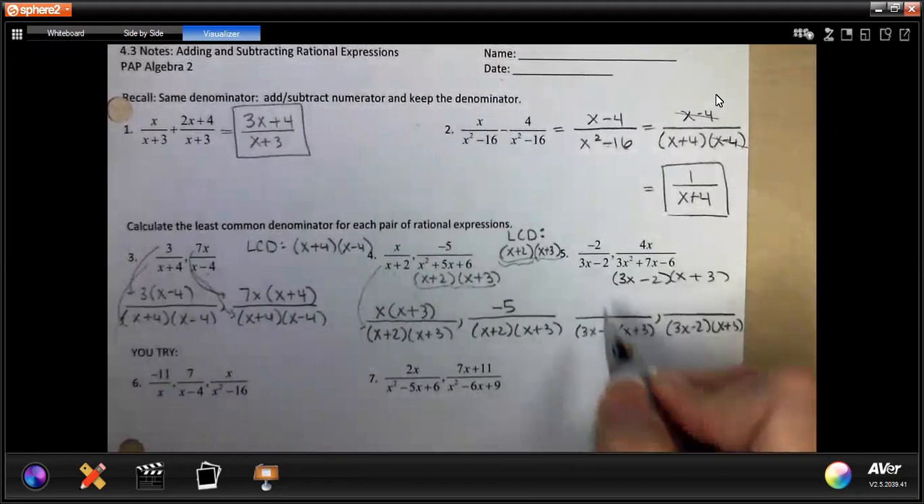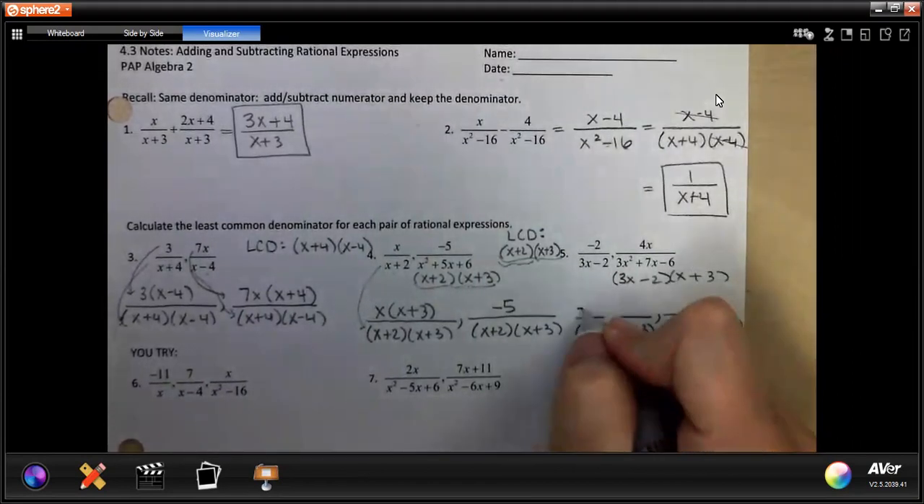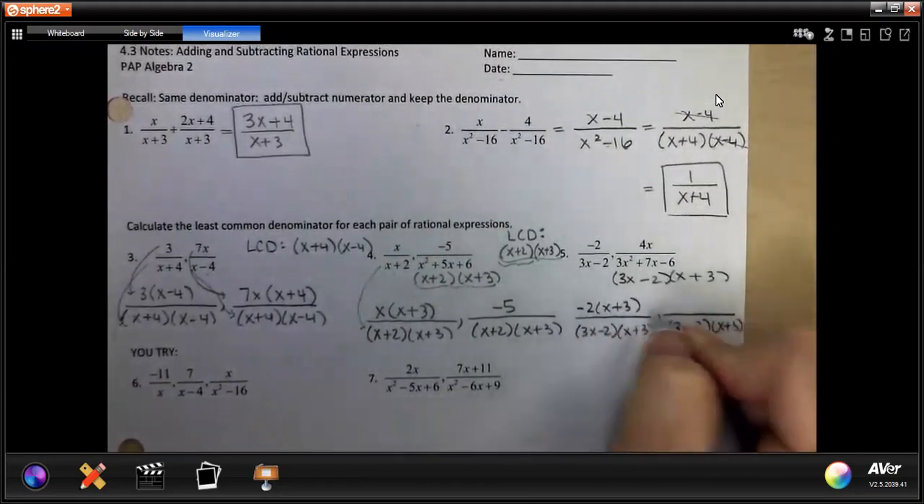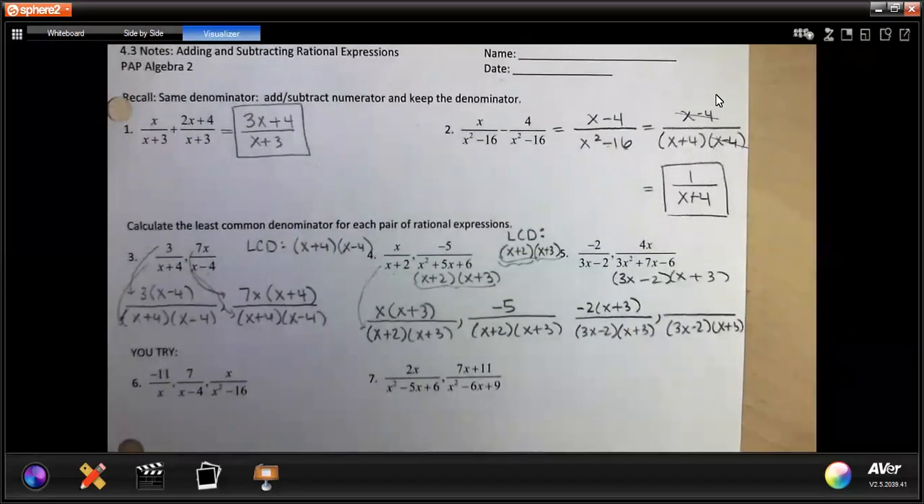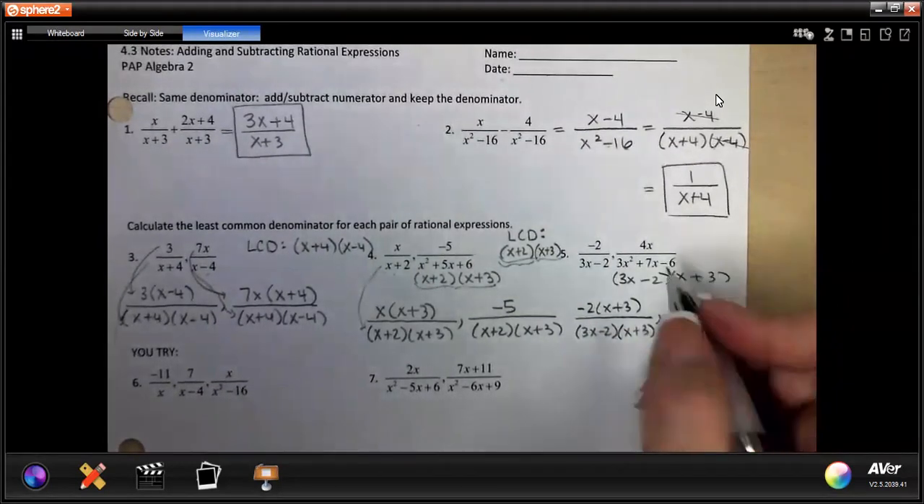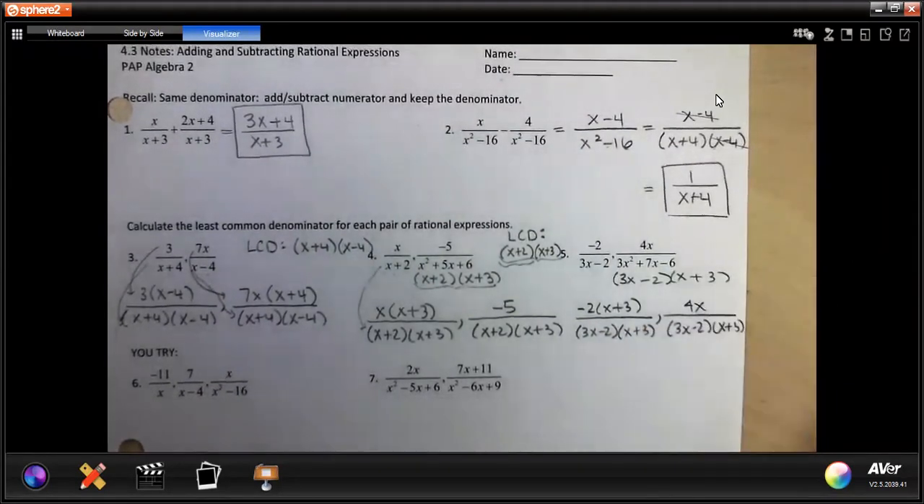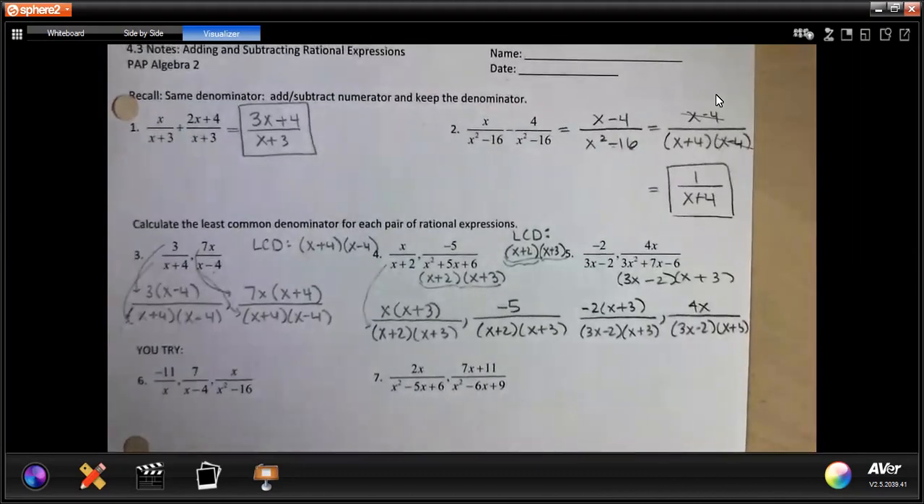Again, from this one to this new one, I multiplied times x plus 3. So I would multiply that negative 2 times x plus 3. I didn't do anything to the second one, so I'm not going to do anything to the top either.